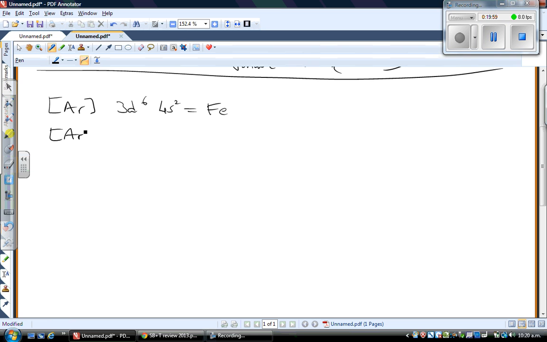Just continuing with my series here, after iron comes cobalt, so that would be 3d7 4s2 for cobalt. Then after cobalt we have nickel, which would be 3d8 4s2.